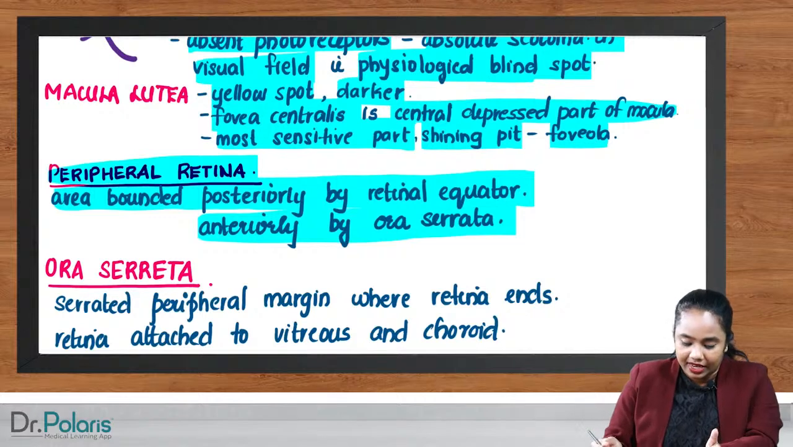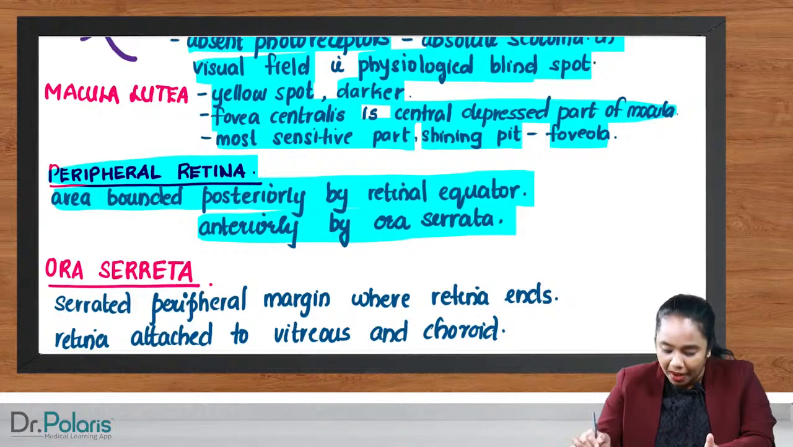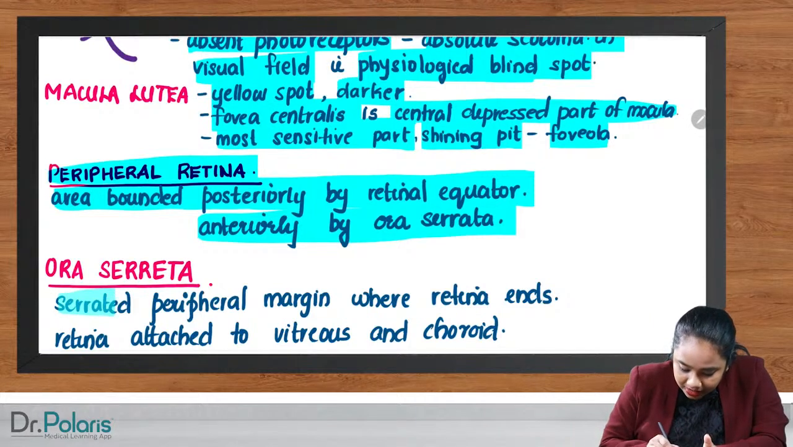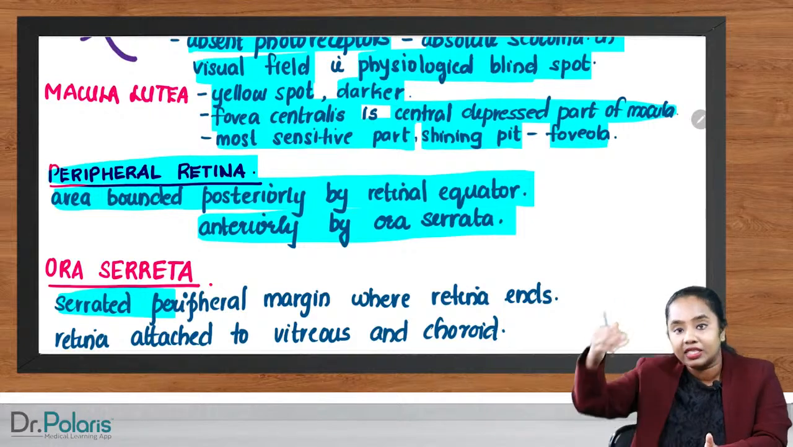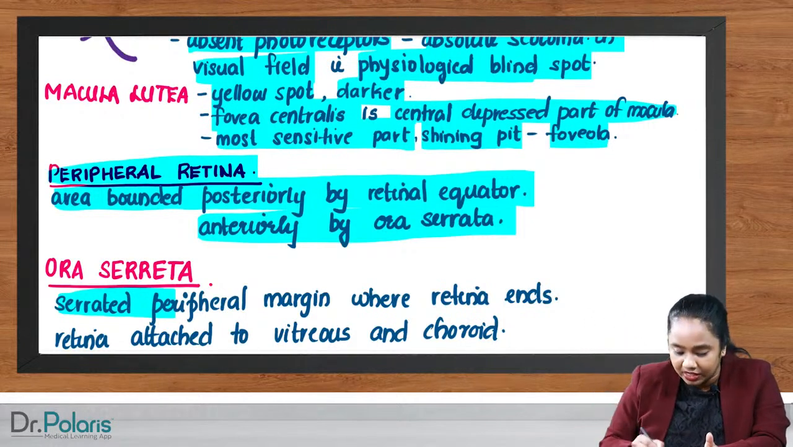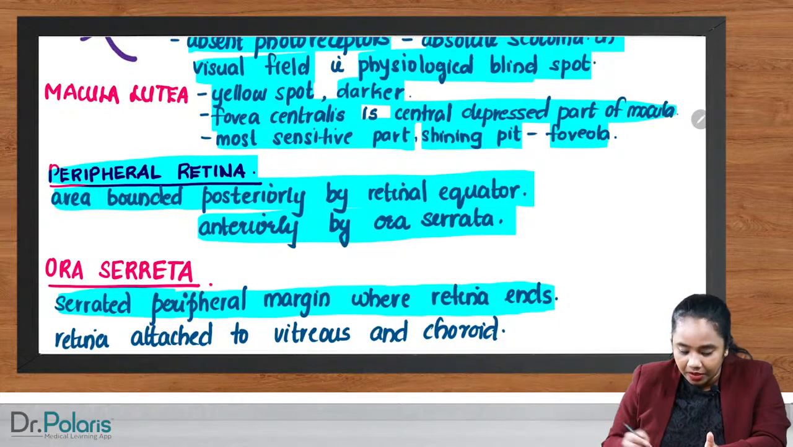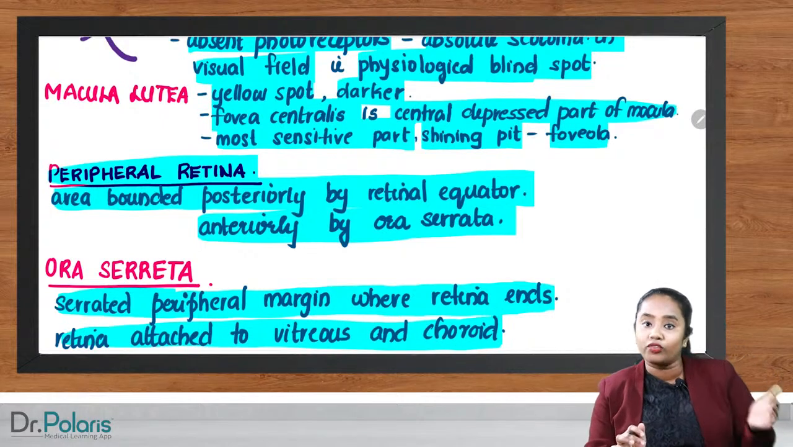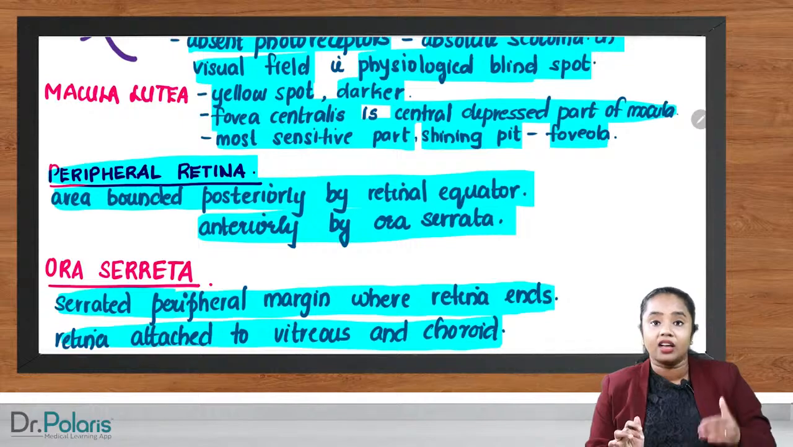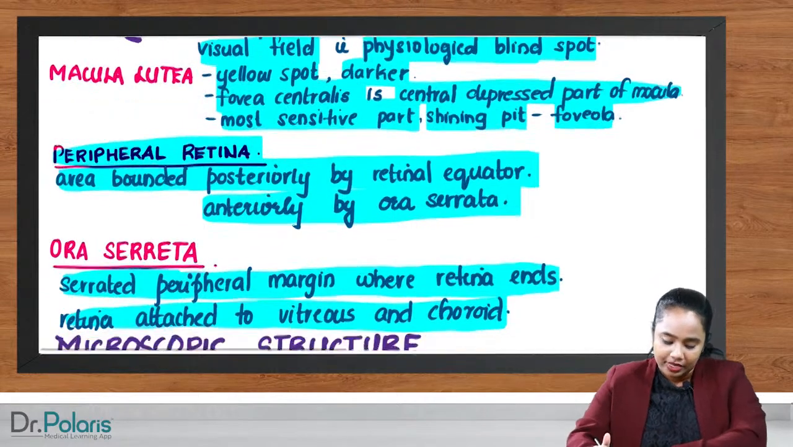Now what is this ora serrata? Ora serrata is a serrated peripheral margin where the retina ends. Morphologically it is a serrated area present towards the peripheral margin. This is the area where the retina ends anteriorly, and the retina is attached to the vitreous as well as the choroid at the area of ora serrata.